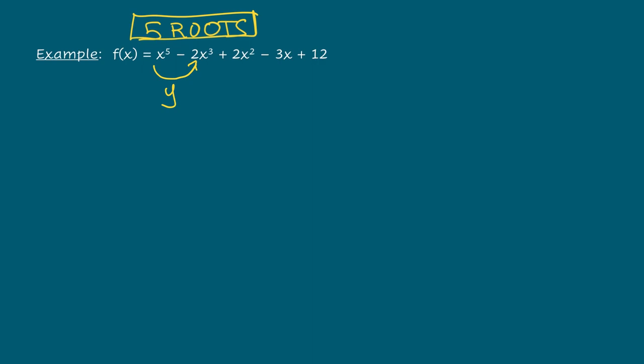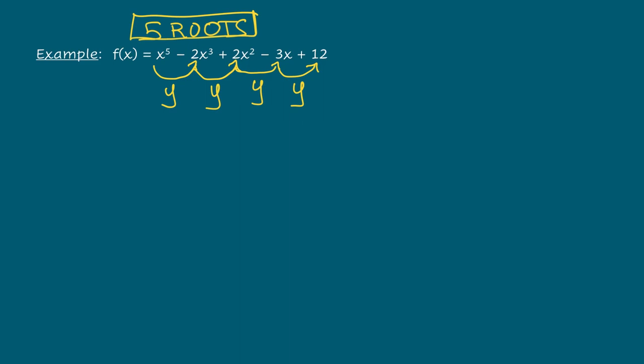Then I go from the second term to the next term and I ask myself, did I change signs? Yes, because the second term was negative and the third term was positive, so there's a sign change. Do the same thing again, going from the third term to the fourth term. Positive to negative, yes, that's a sign change. And from the fourth to the fifth term, there's another sign change.